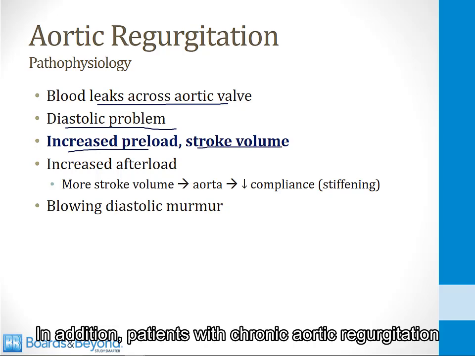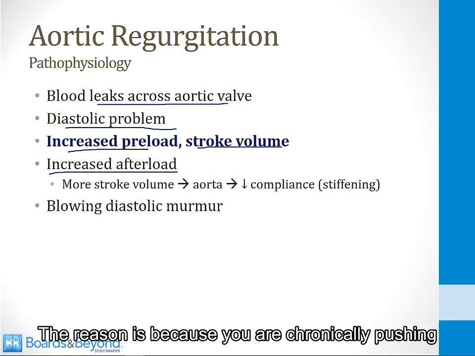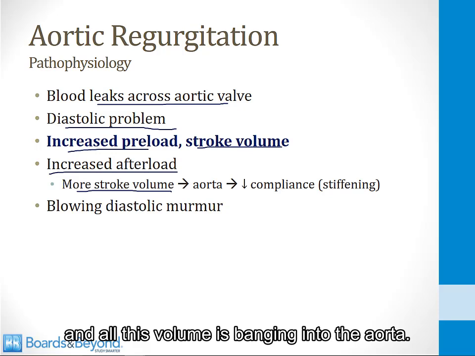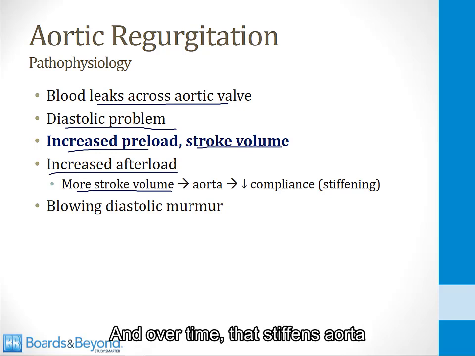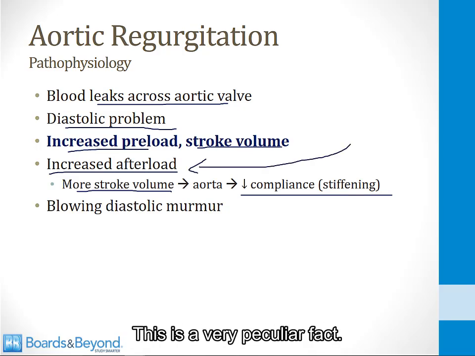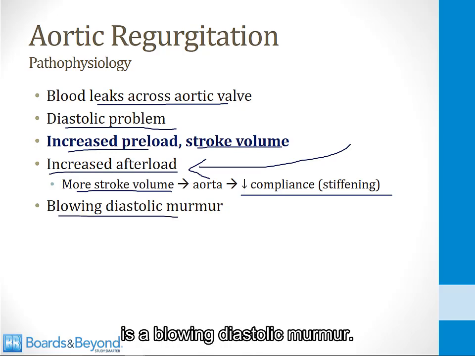In addition, patients with chronic aortic regurgitation have increased afterload. This is not intuitive. This is just something you have to know. The reason is because you are chronically pushing a high stroke volume into the aorta, and all this volume is banging into the aorta, and over time that stiffens the aorta and decreases the compliance of the aorta, and this will increase the afterload. This is a very peculiar fact. Hopefully they won't ask you about this factoid on your exams. And the murmur of aortic regurgitation, as I talk about in the murmur video, is a blowing diastolic murmur.